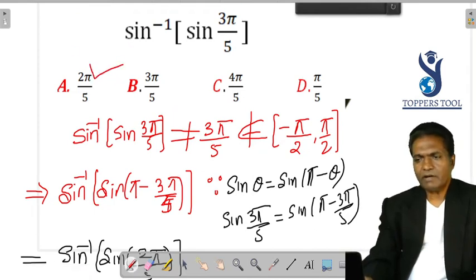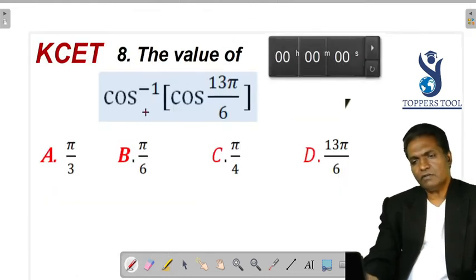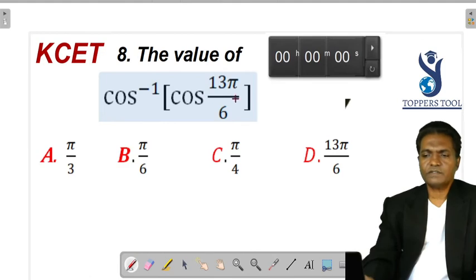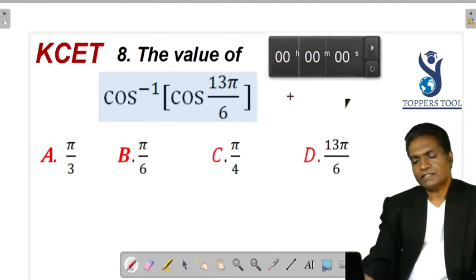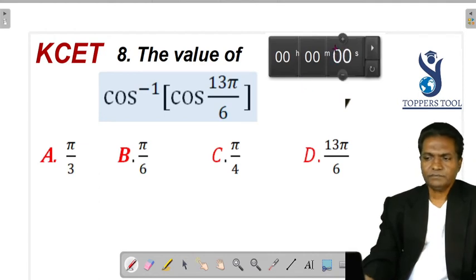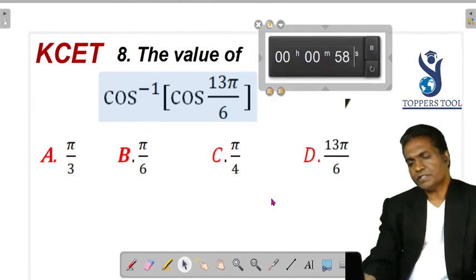So let's have one more. The value of cos inverse of cos of 13 pi by 6. Calculate. Very easy. I will be giving 1 minute of time. Come on, do it.